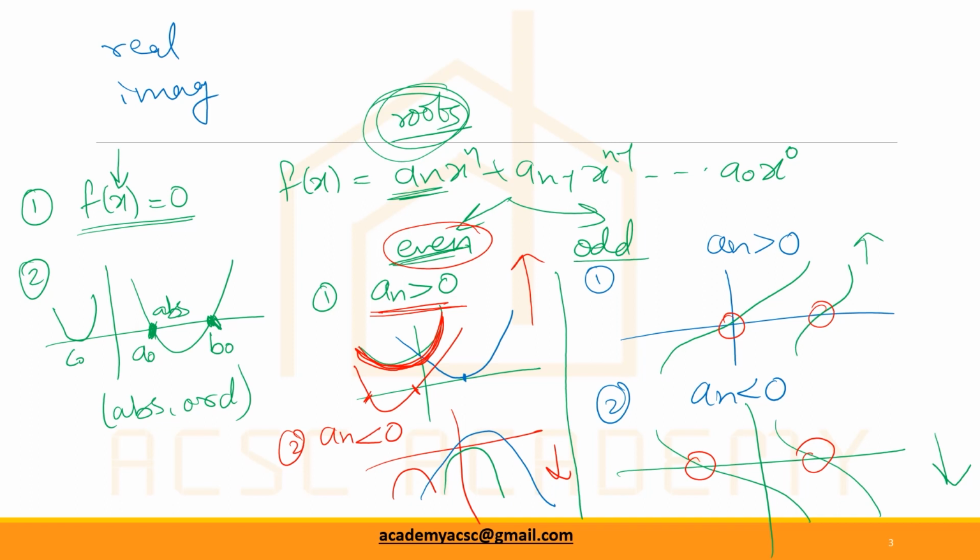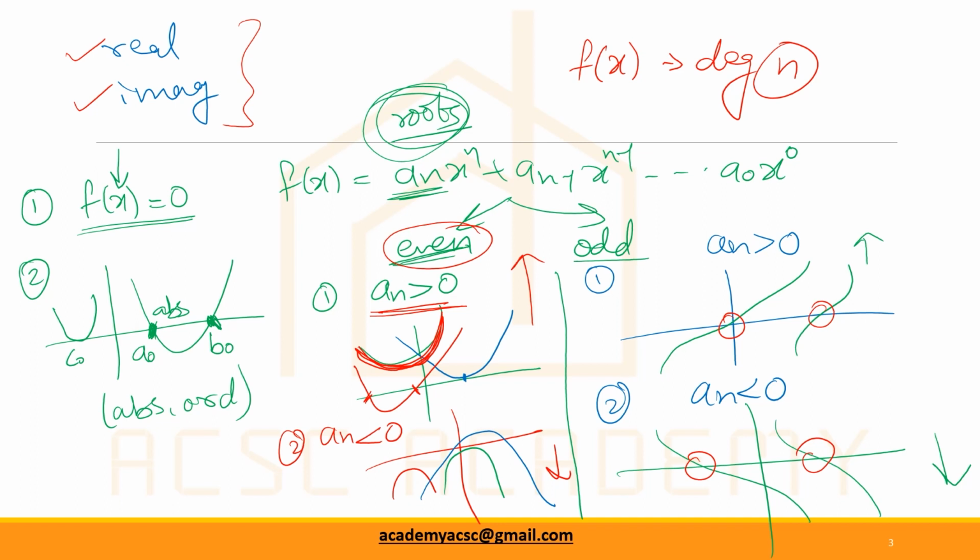Now let us come to this real and imaginary roots. If we have a polynomial f of x of degree n, then how many roots will it have? It will have n roots. It will have exactly n roots, but some of those roots will be real and some of those roots will be imaginary. Both of them put together, it will have n roots.